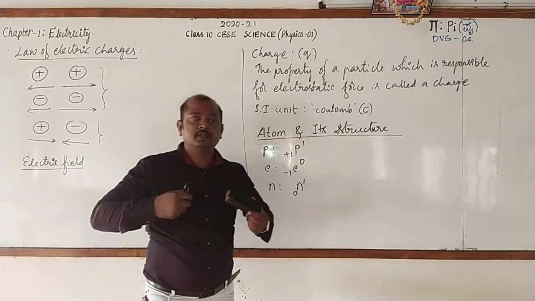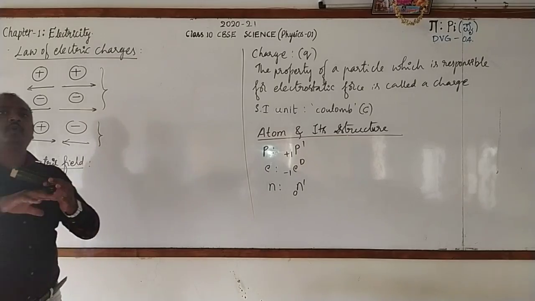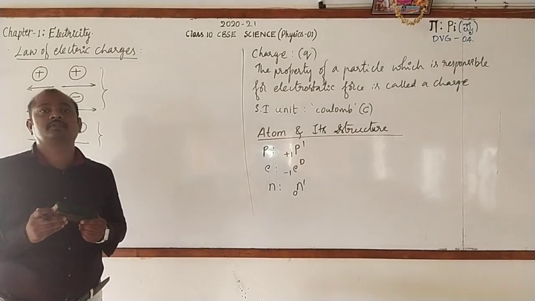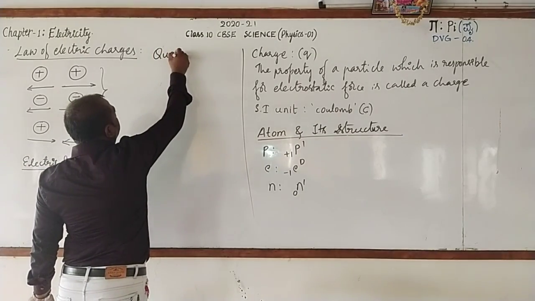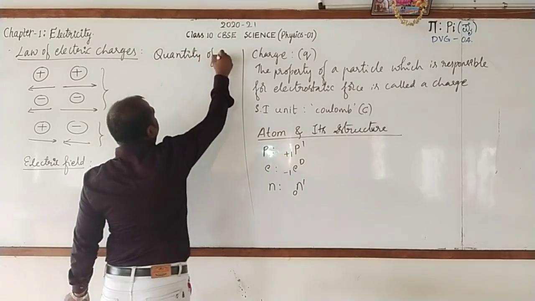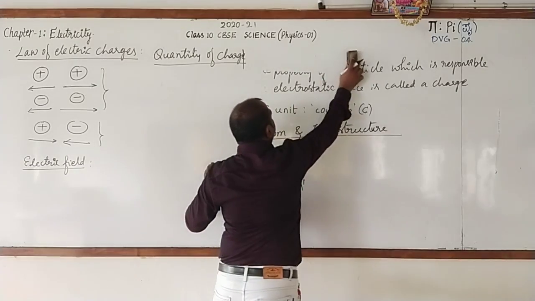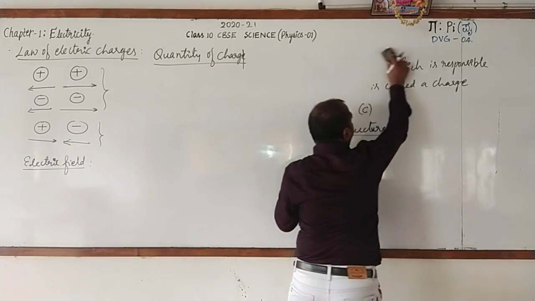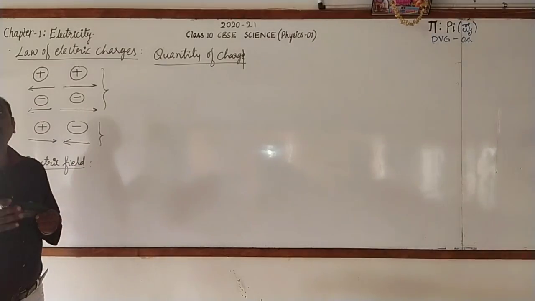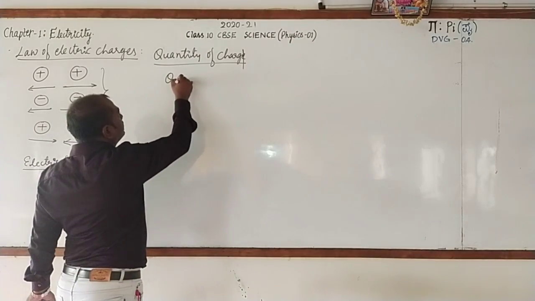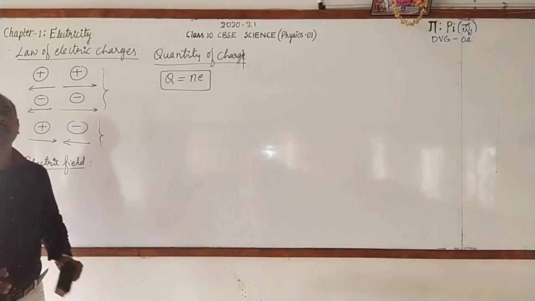As we know, in a body some number of charged particles will be there. The charge of all these particles is known as quantity of charge. Here I'll write quantity of charge. Quantity of charge is the total charge of particles present in a body, or the total charge of electrons present in a body. The quantity of charge is denoted by Q, and the formula we use to find it is Q is equal to N into e.